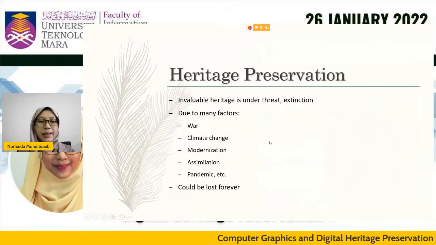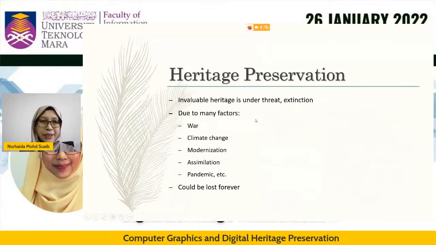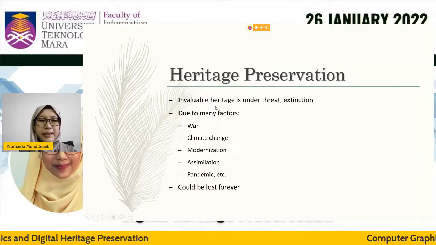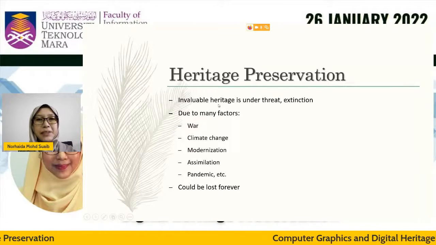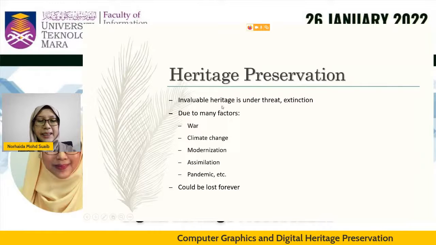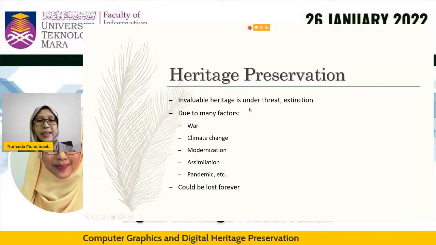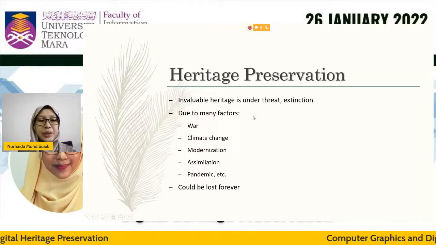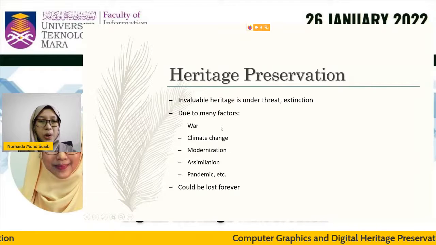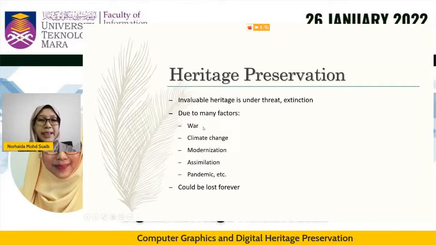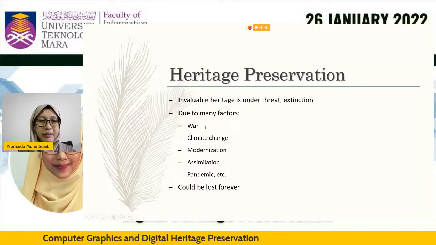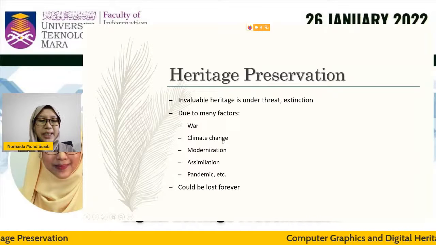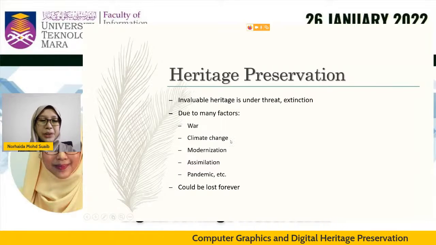Okay, now, why do we need heritage preservation? We know that heritage is invaluable. It is usually passed from generation to generation and is now under threat and extinction. Why does it fall under threat and extinction? It is due to many factors. For example, war. War destroys many tangible heritage, buildings, historical sites and everything. And then climate change. Sometimes all this may be lost due to climate change.